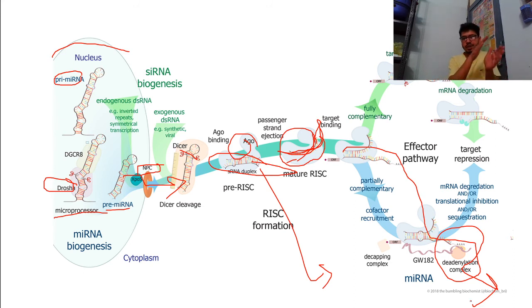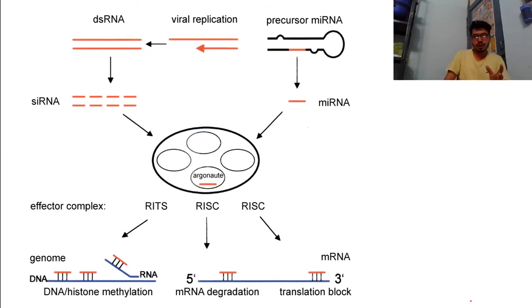So miRNA is different from siRNA, because siRNA is exogenous in nature and miRNA is endogenous, because it is present in the system, not taken from the outside. Both miRNA and siRNA are synthesized with the help of RNA polymerase II. So these are some facts which you really have to memorize for your understanding.